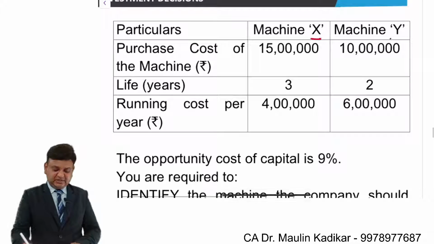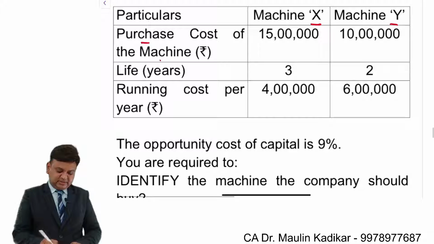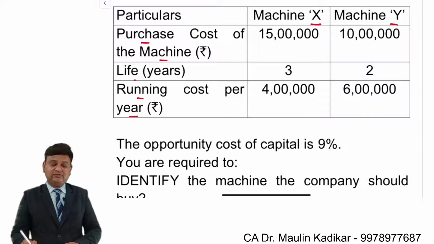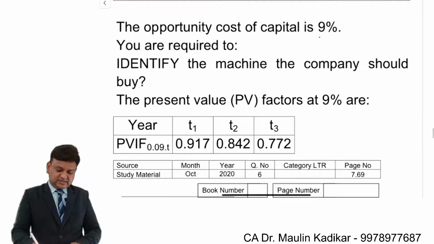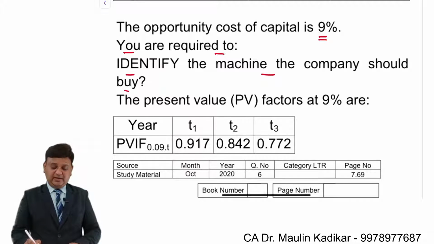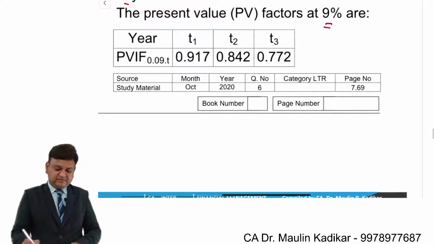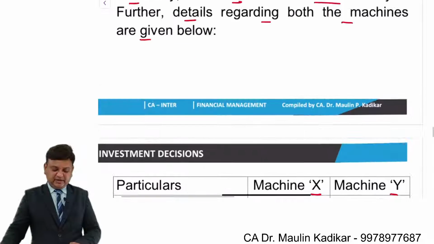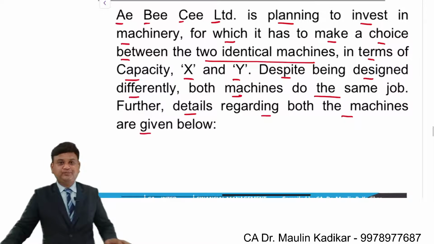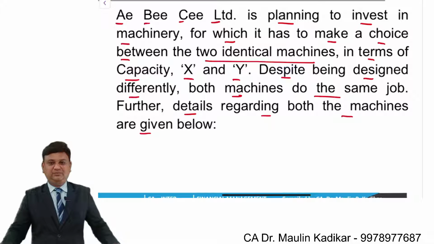For machinery X and machinery Y, purchase price is given, life is given, per year running cost is given. Discounting rate is 9%. You are required to identify the machinery which the company should buy. The present value factor at 9% is provided to us from end of year 1 to end of year 3. Please go through the question, all of you.